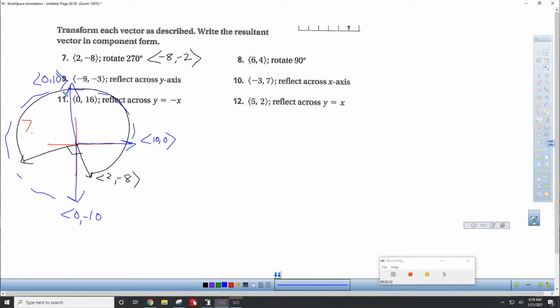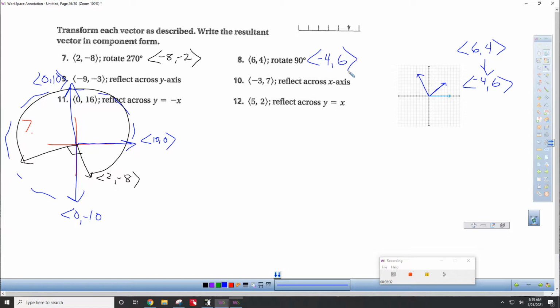So let me see this. Let's go here. If I go 6, 4, and I want to go 90 degrees, then I think I got to go to negative 4, 6. Oh, I do believe that is correct. Okay. So it's going to be negative 4, 6.